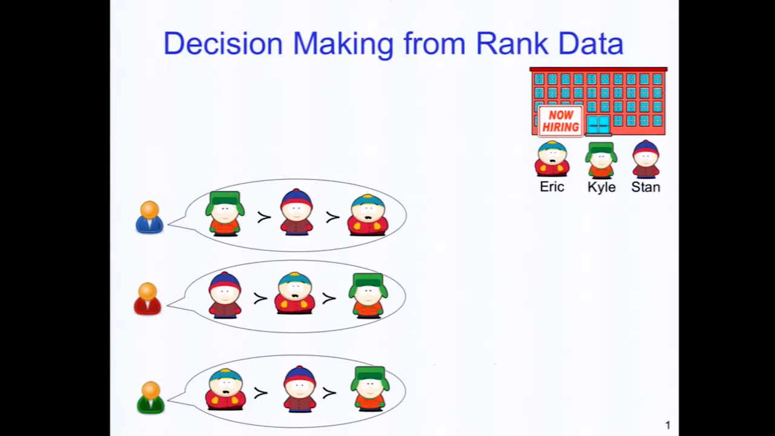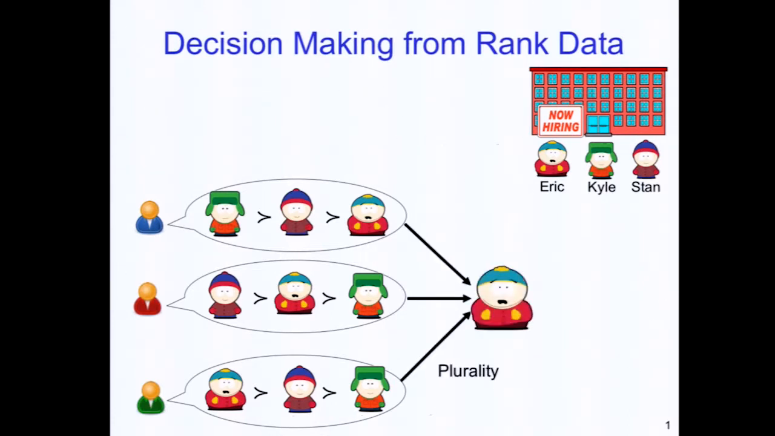Here, ranking just means a full ranking. You must specify who is your top choice, who is your second choice, who is your third choice. Formally, it's called a linear order. For example, the first guy says, I would prefer this green guy, Kyle, to the blue guy, Stan, and to this, well, I don't know, weird guy, let's call him Eric.